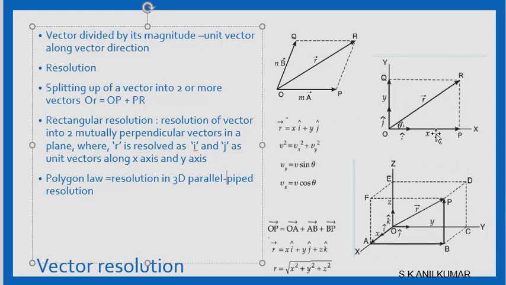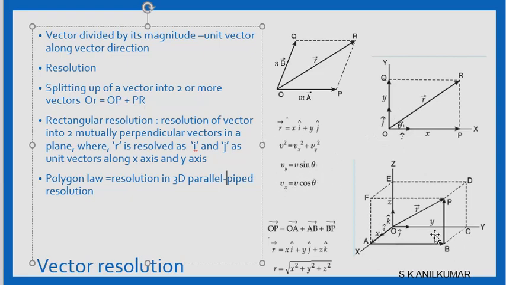So in a rectangular resolution, R is resolved as x i caret and y j caret. So V squared equals Vx squared plus Vy squared. What is Vy? V sin theta. What is Vx? V cos theta. This is the theta. V sin theta and V cos theta. This is how we resolve.